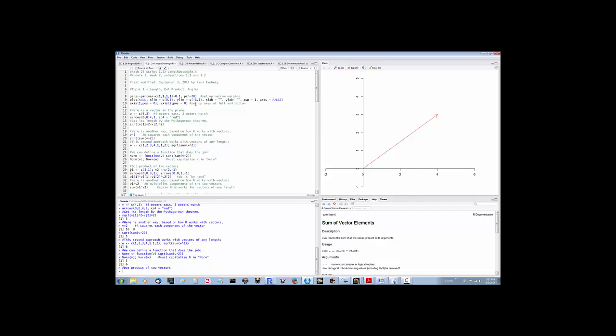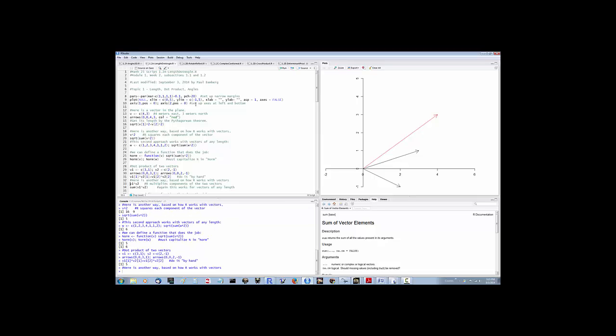Now let's extend the concept from length to the dot product of two vectors. Here are my two vectors, which I'm showing in black. The first one has an x component of 3, a y component of 1. The second is 2, minus 1. And the way you calculate the dot product is multiply the first components together, multiply the second components together, take the sum of the two products.